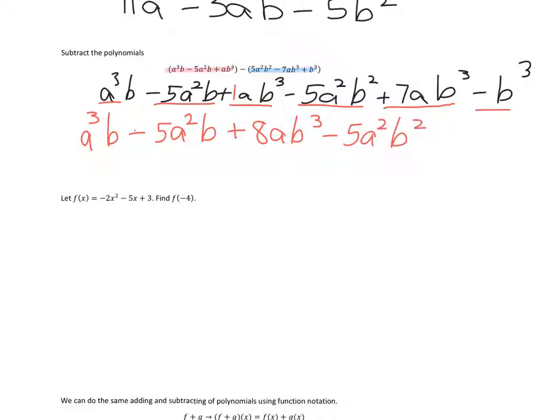And then negative b cubed, we don't have any friends with that either. All right, so there's our final answer. All we did was distribute the negative sign, and then we could only combine one like term. Everything else was unique.